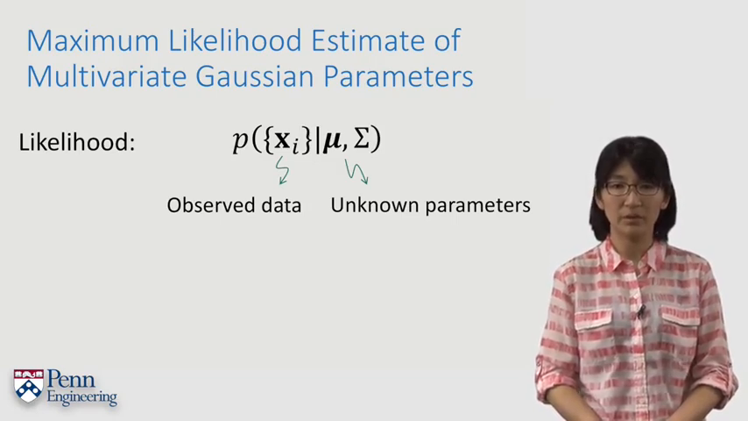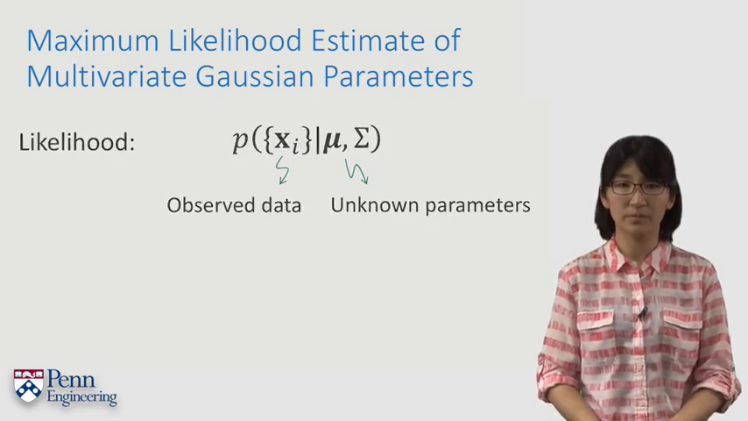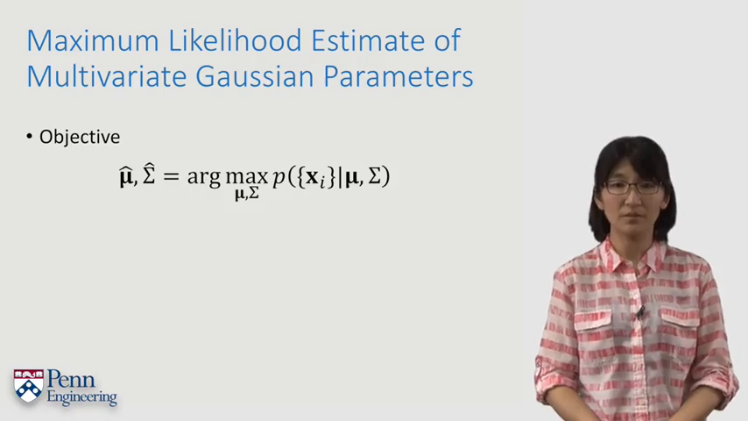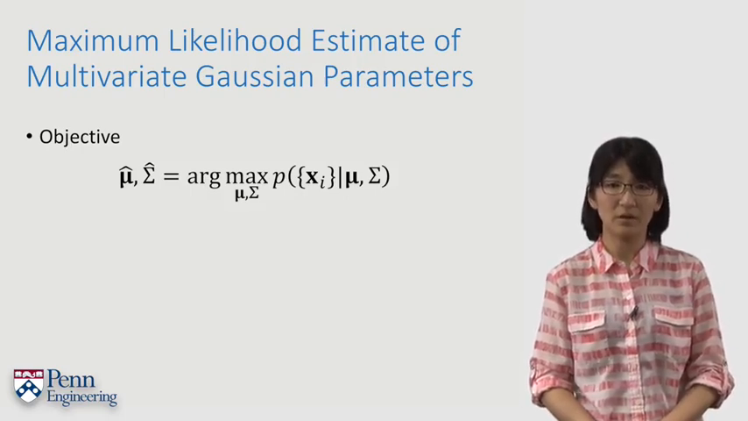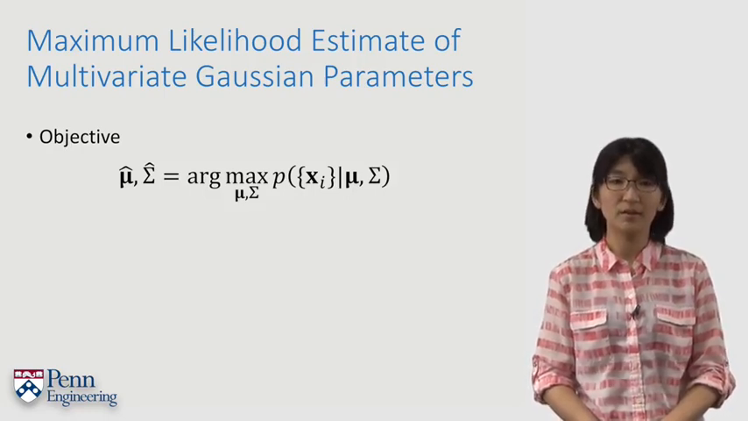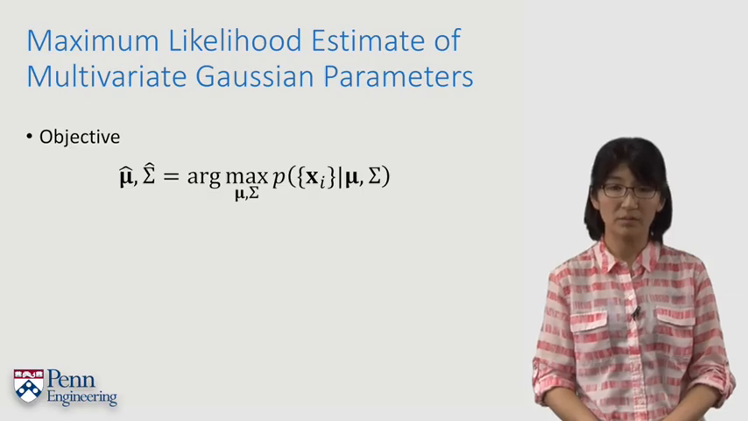Likelihood is the probability of an observation given the model parameters, which are unknown. We are interested in obtaining the mean and covariance matrix that maximizes the likelihood given a set of observations. This is the mathematical statement of our goal.